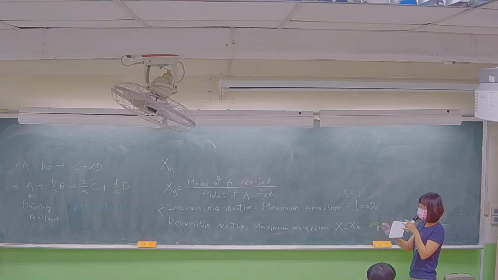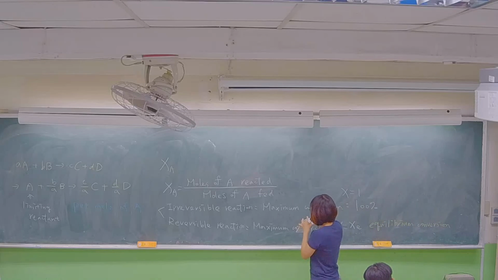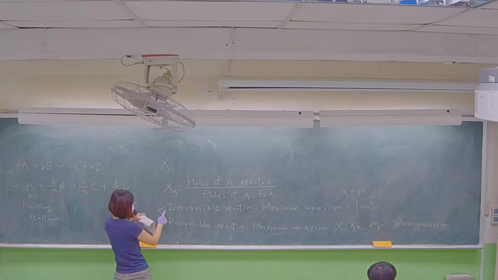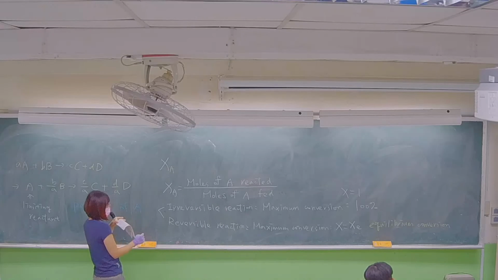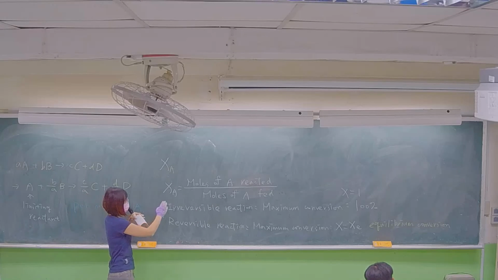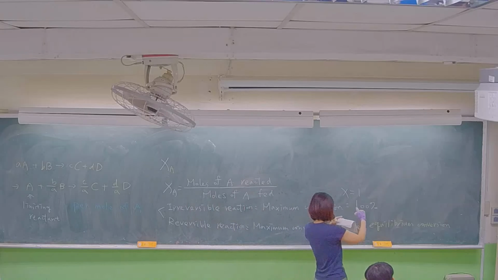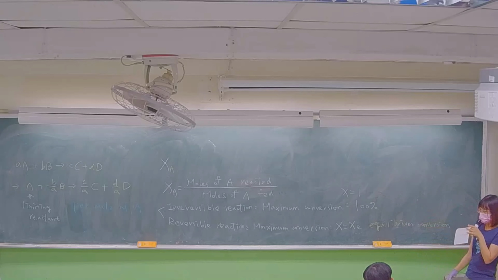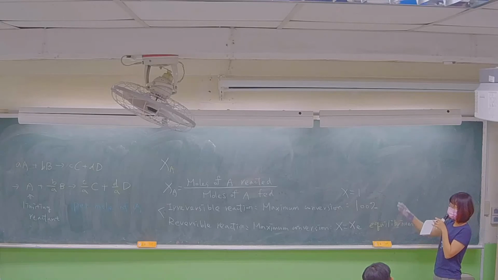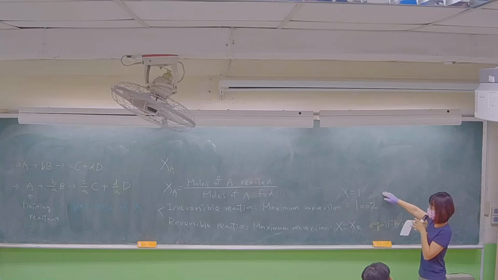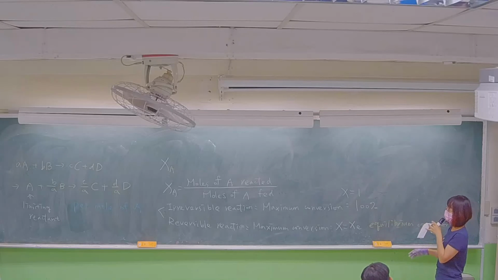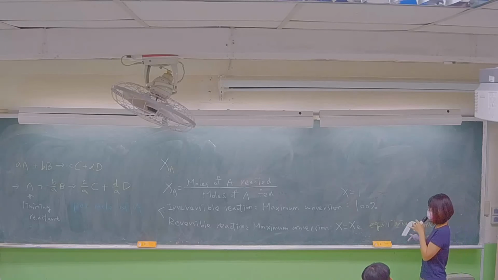So if a problem asks you about maximum conversion, you can just tell whether it is irreversible or reversible. If the reaction is irreversible, you can just give me the answer 1. For the irreversible reaction, maximum conversion is 1. All the reactants are reacted. But for reversible reaction, you should do some calculation to find the balance, to find the equilibrium conversion.